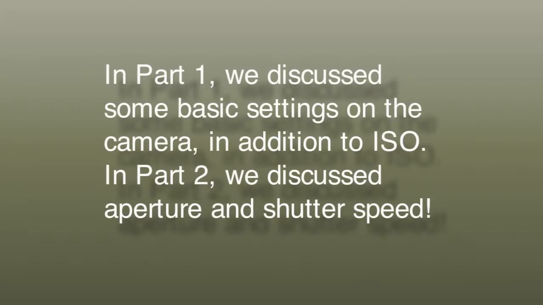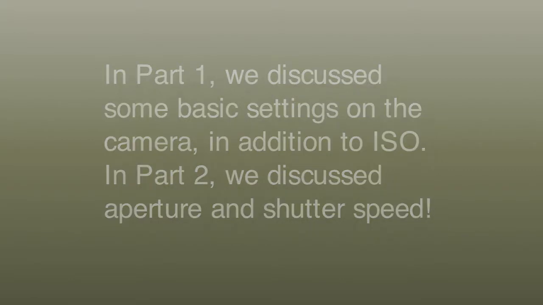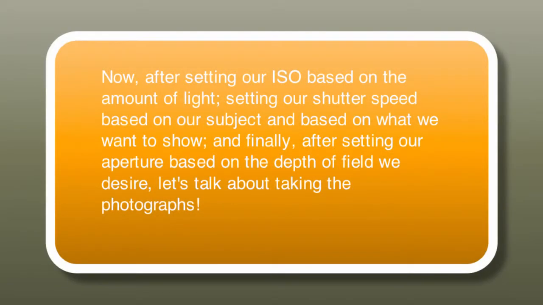In part 1, we discussed some basic settings on the camera. In addition to ISO, in part 2, we discussed aperture and shutter speed. Now, after setting our ISO based on the amount of light, setting our shutter speed based on our subject and what we want to show, and finally, after setting our aperture based on the depth of field we desire, let's talk about taking the photographs.